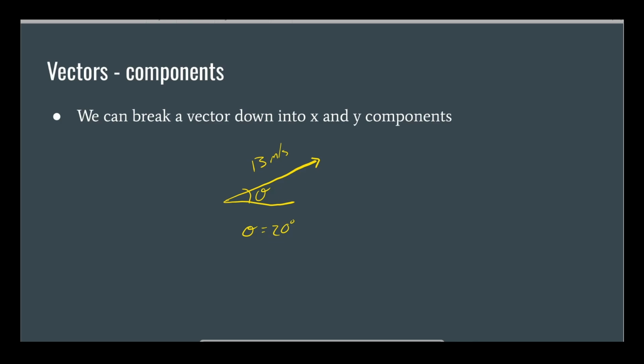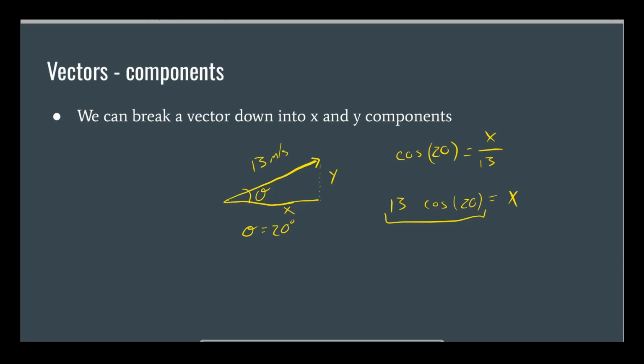We can figure out what are the X and Y components to this. So if I try to draw this as a straight line here, right, we can figure out a Y component and we can figure out an X component. And this goes back to something that we talked about a few videos ago, which is just using our trigonometry rules. So I could say cosine of 20 is equal to X over 13. And then I can rearrange this and say 13 cosine 20 is equal to X.